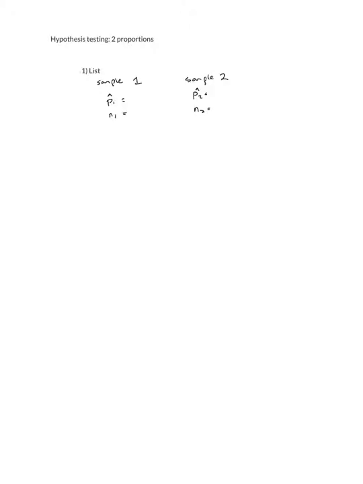I don't need to list a z-score, remember, because in reality, that's what we're going to find in step 3. That's our evidence. I do need to list the difference, though. So P1 hat minus P2 hat.